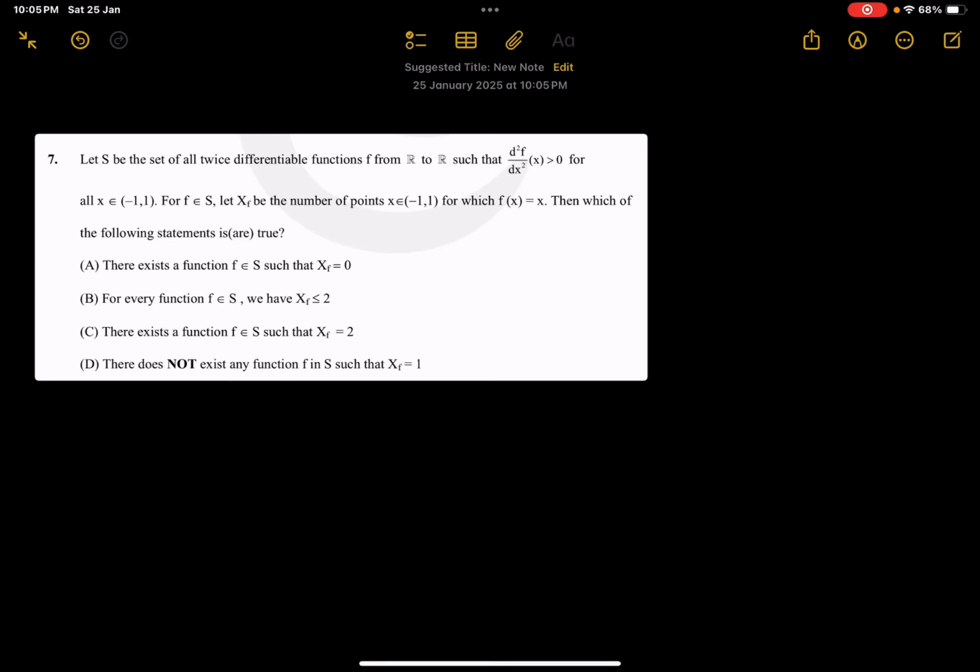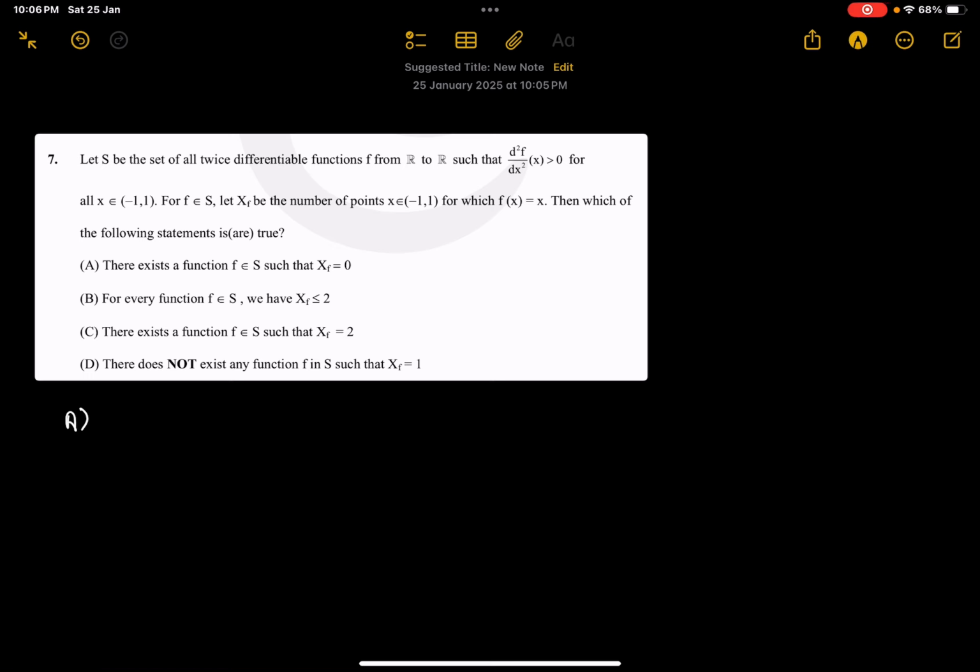For this one, we have a set S of all twice differentiable functions which are concave up for all x from -1 to 1, and for any function f in this set, let Xf be the number of points for which f(x) equals x. Okay, so let's move on to the options.